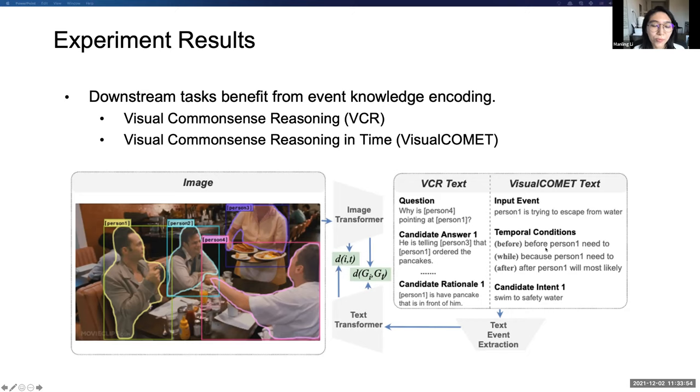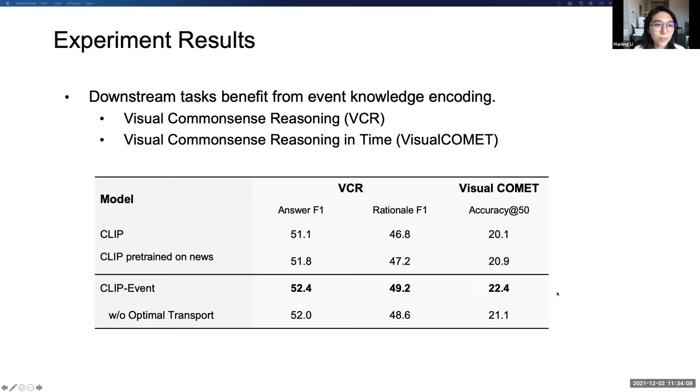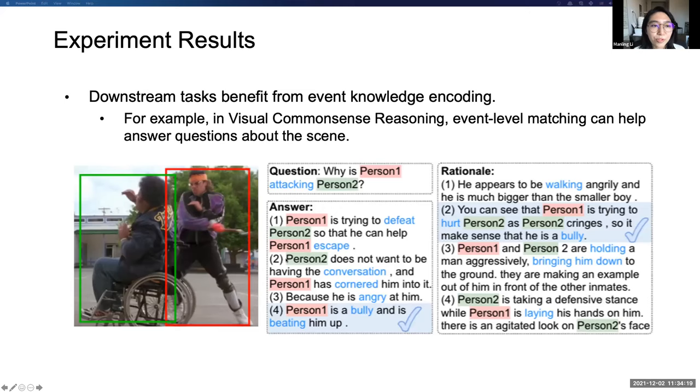For visual commit, what we did is similar. We have different intents, so this is just a future event or previous event we are trying to predict, and we concatenate it with some input events and do the ranking. We can see that in the zero shot setting, our model also outperformed the vanilla CLIP and also the CLIP pre-trained on news. There are some examples to show why.